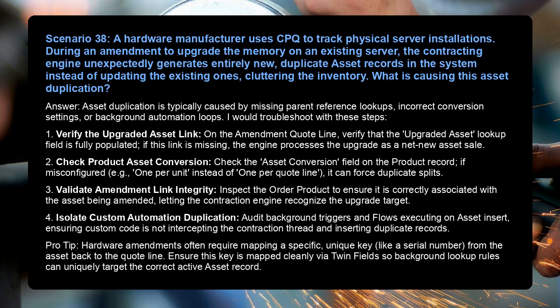1. Verify the upgraded asset link. On the amendment quote line, verify that the upgraded asset lookup field is fully populated. If this link is missing, the engine processes the upgrade as a net new asset sale. 2. Check product asset conversion. Check the asset conversion field on the product record. If misconfigured, for example, 1 per unit instead of 1 per quote line, it can force duplicate splits.